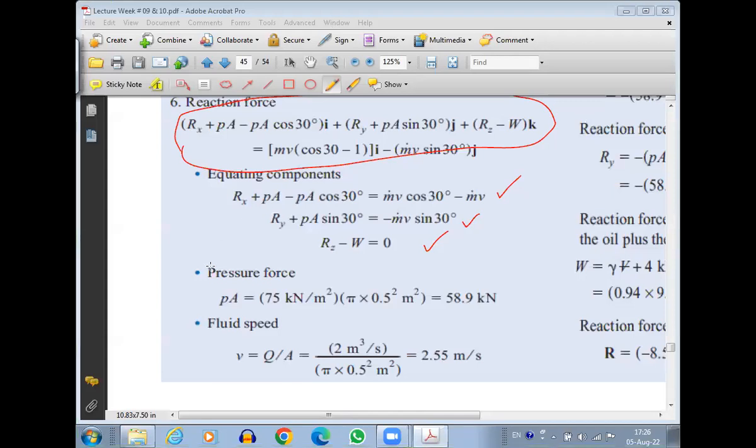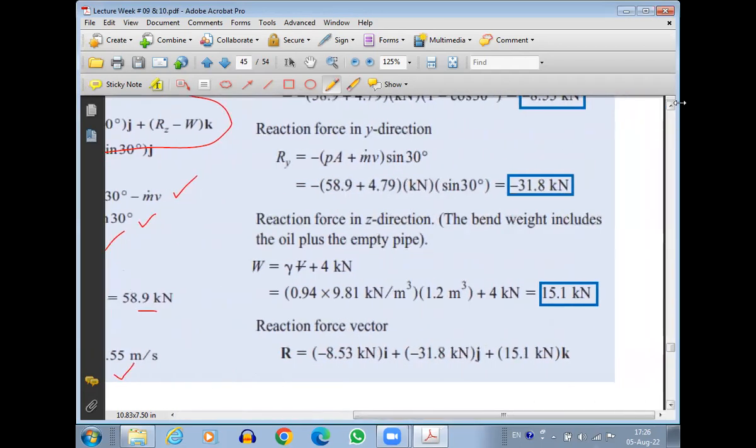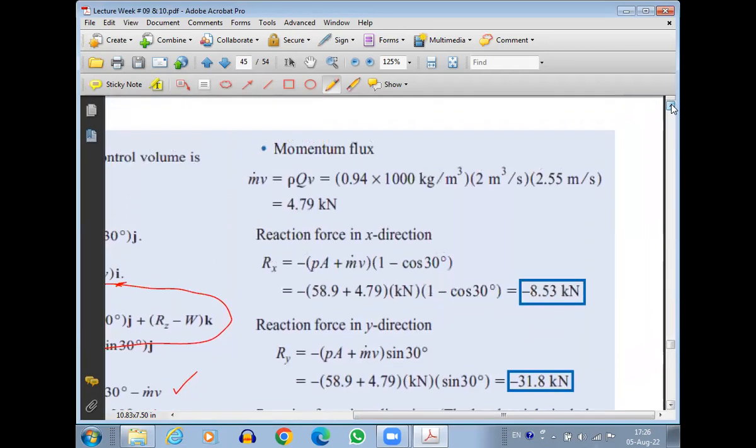Okay, so now what we need to find out is the pressure force PA, since the pressure was given in the question, and the area, we know the diameter of the pipe, so we can just substitute the values and find PA. Fluid speed is the velocity. We can find the velocity since we know that Q equals AV. Q is given in the question, and the area we know because we know the diameter, so we can find the velocity correspondingly. And also we can find the mass flow rate.